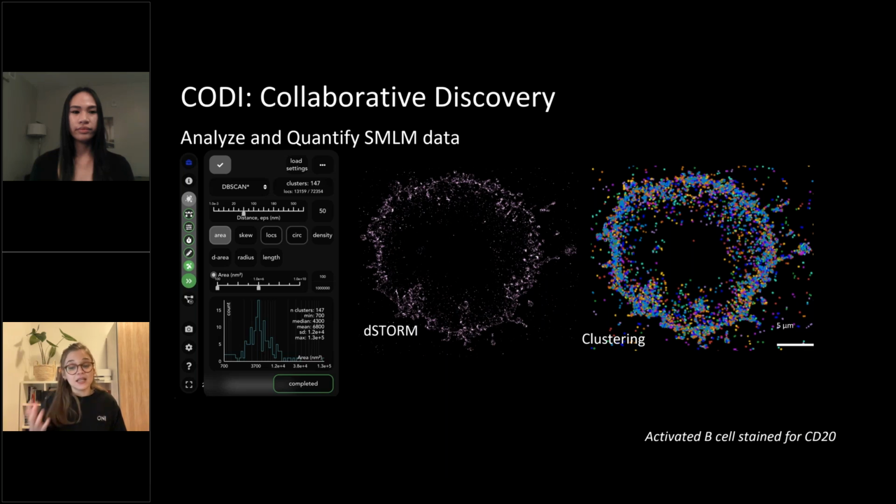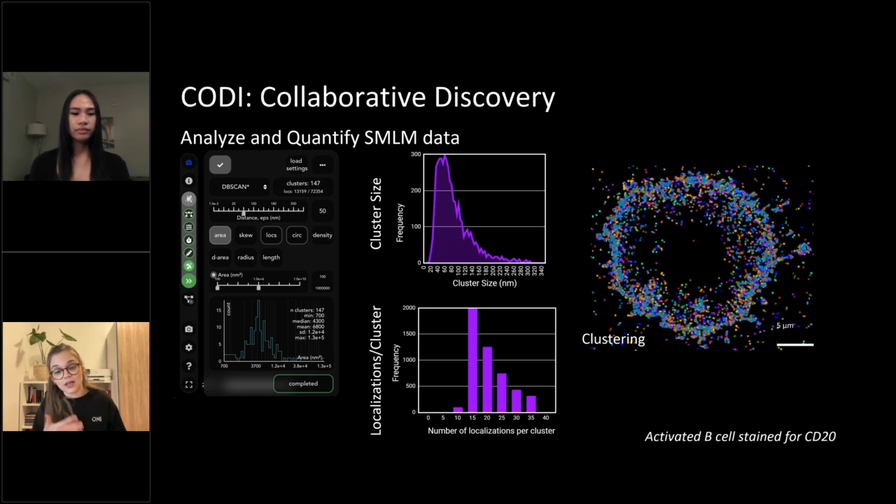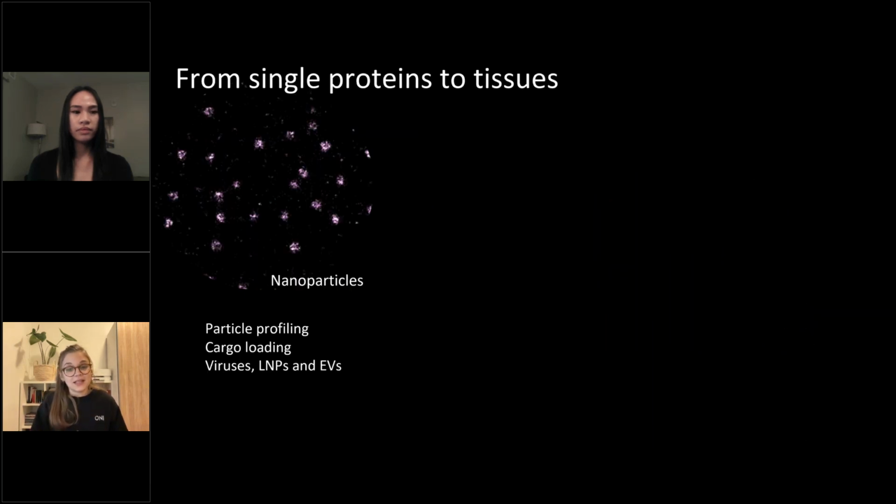Once the clustering is performed, we're not only getting nice images again, we're getting quantitative output. So we can get information such as cluster size or the number of localizations that we detected per single cluster. Now I showed you a lot of cell examples, but of course this can also be applied to a broader range of applications such as nanoparticles, in which maybe you're interested in investigating nanoparticle cargo or nanoparticle outside functionalization, or even viruses or EVs.